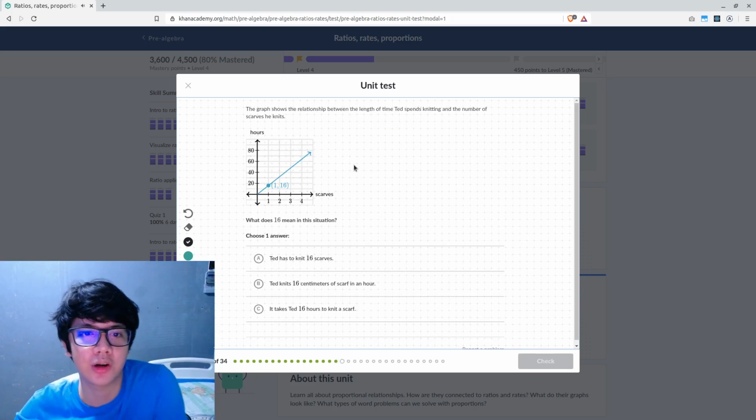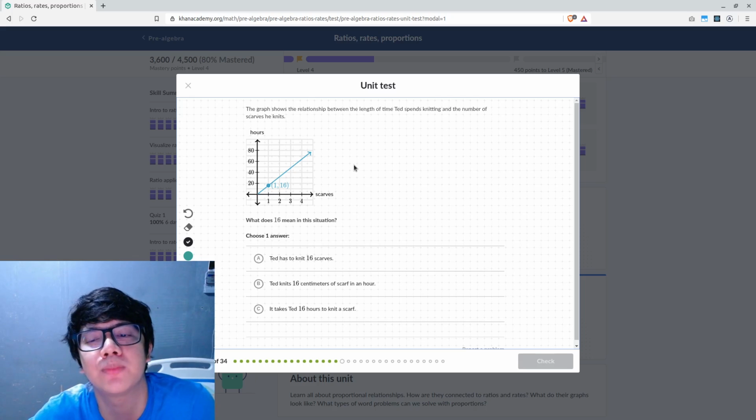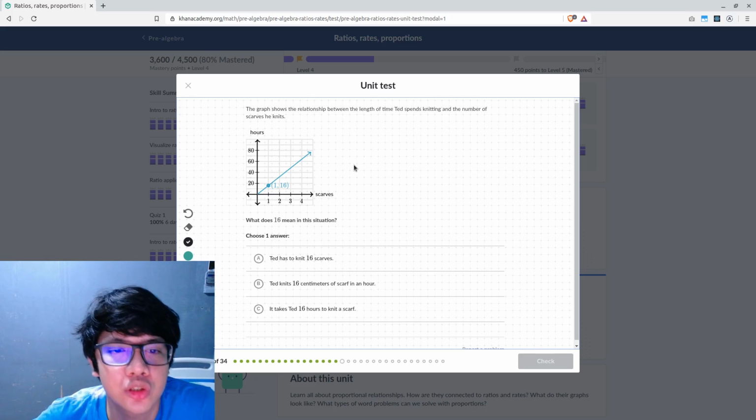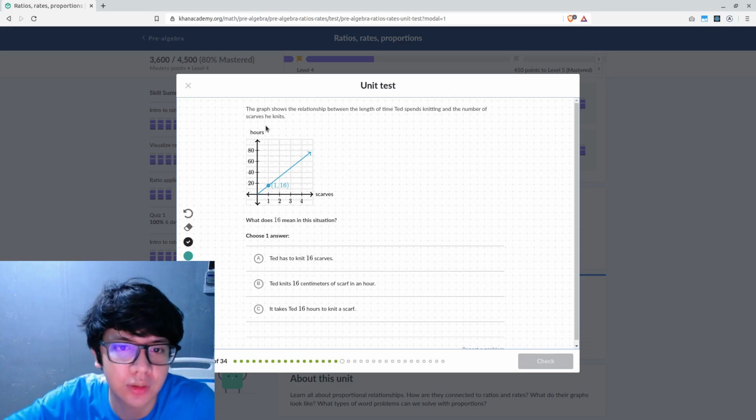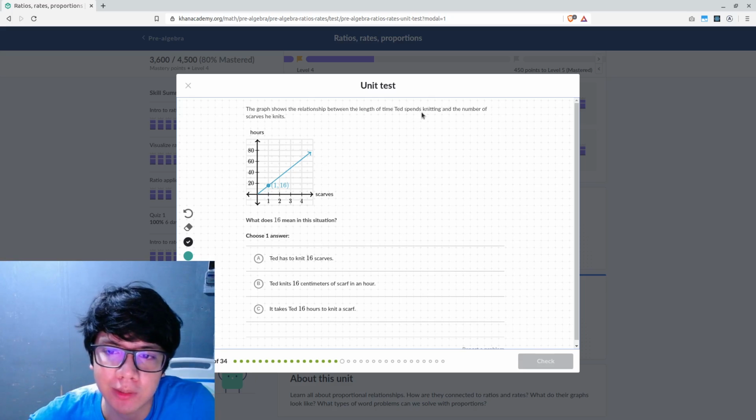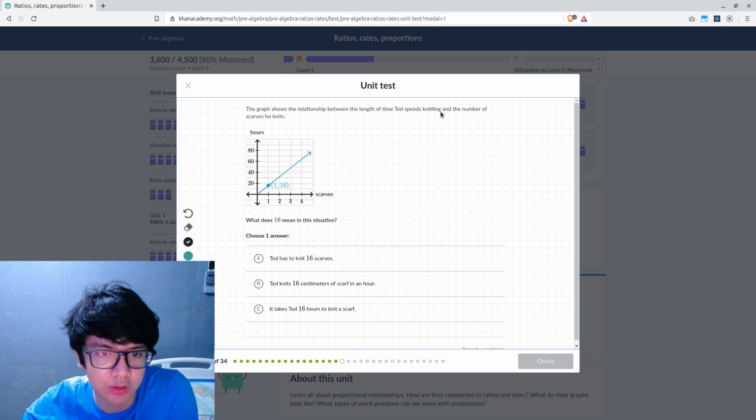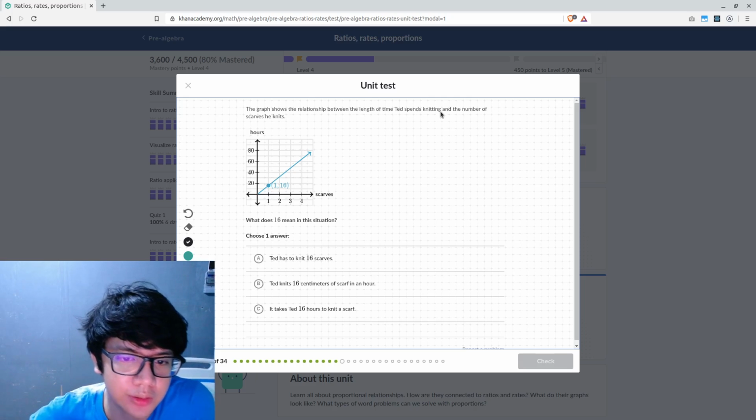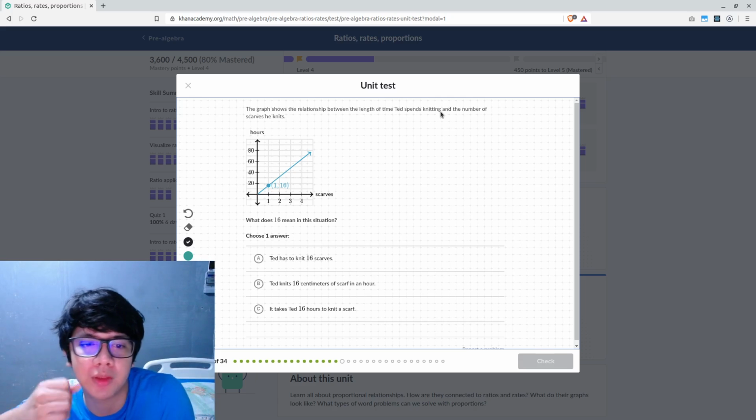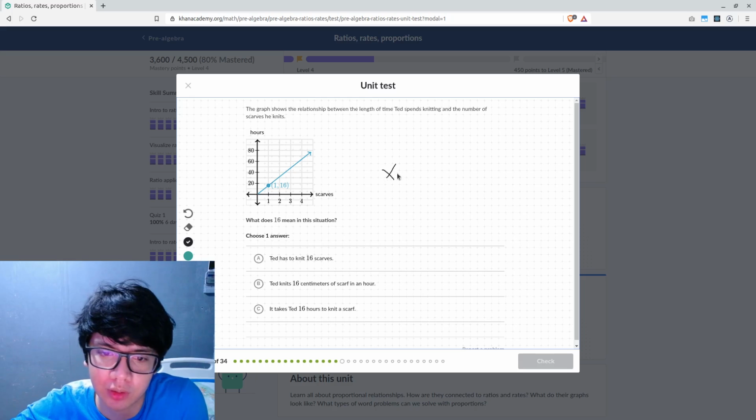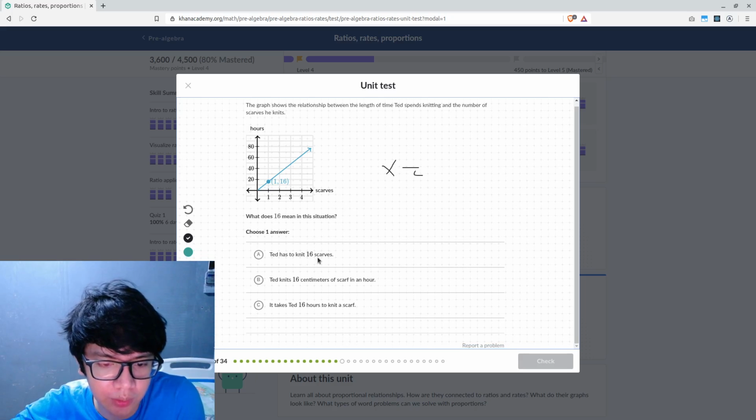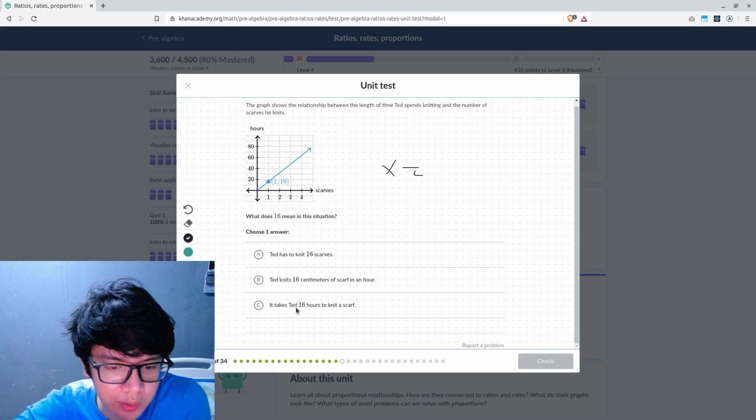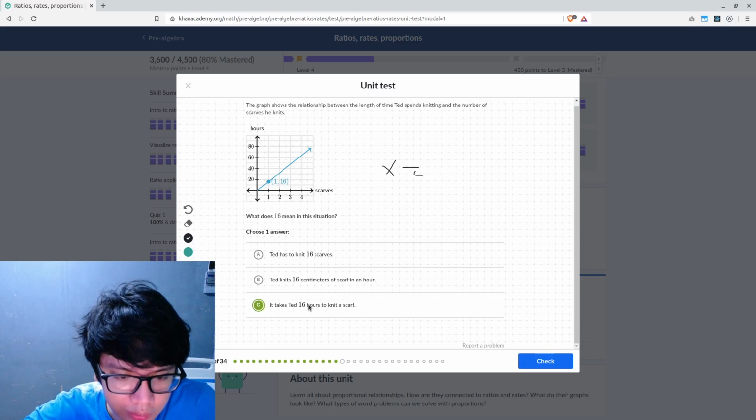The graph shows the relationship between the length of time Ted spends knitting and the number of scarves he knits. What does 16 mean in this situation? X, Y. The length of time Ted spends knitting and the number of scarves he knits. So Y is time and X is the number of scarves. Ted knits 16 scarves now. No, it takes Ted 16 hours to knit a scarf.